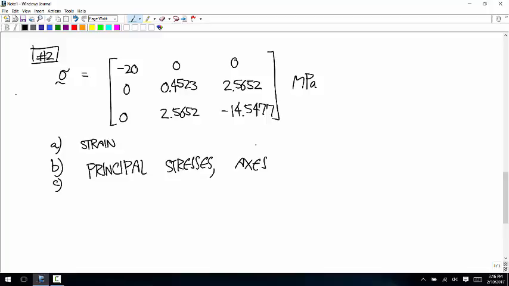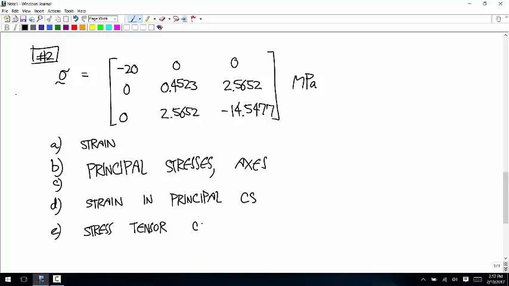And then D, what's the strain in the new principal coordinate system? And the last one is to give a stress tensor that contains the maximum shear stress.